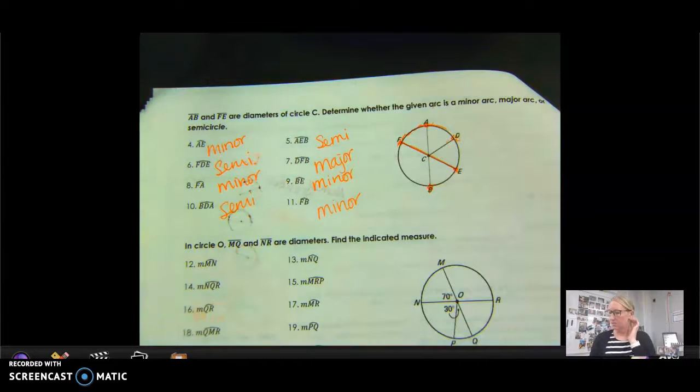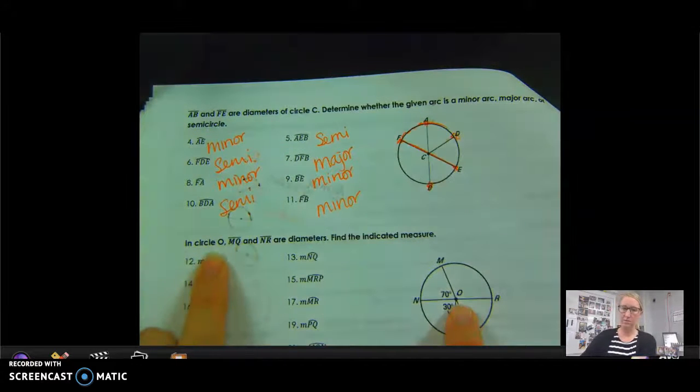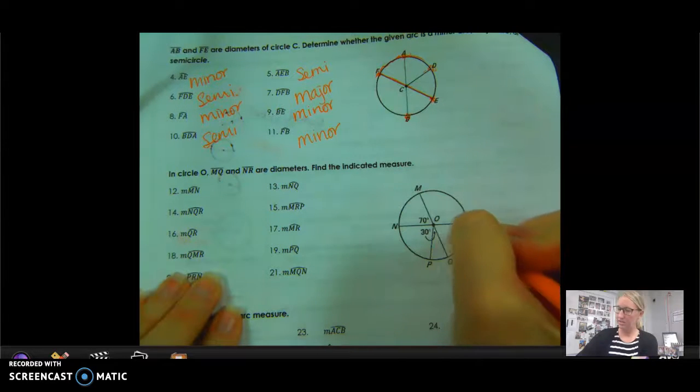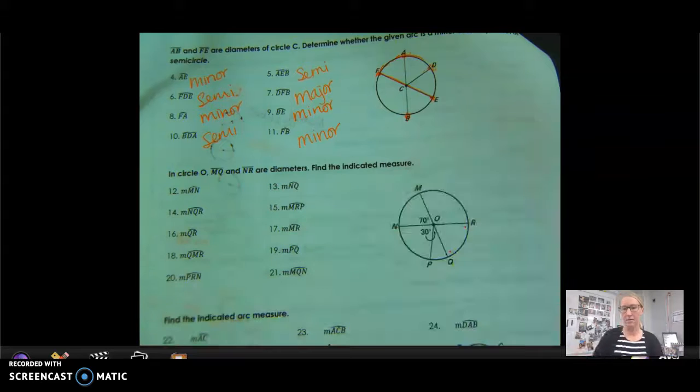Okay, in circle O, O is my center, so that's why we are calling it circle O. M to Q and N to R are diameters. Find the indicated measure. Go ahead and pause me. Try these and unpause me when you're done.